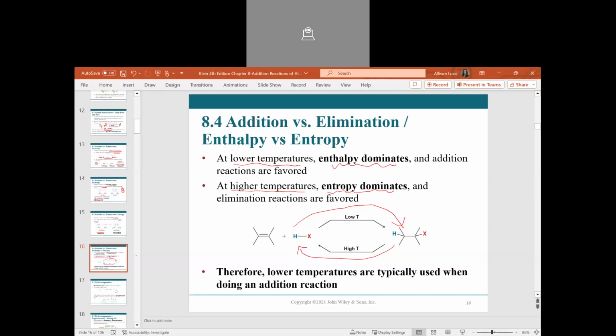So the take-home message here is not so much the individual components of enthalpy and entropy that you'll need to know, but that at lower temperature, addition reactions are favored, and at higher temperatures we would see favorable conditions for eliminations.